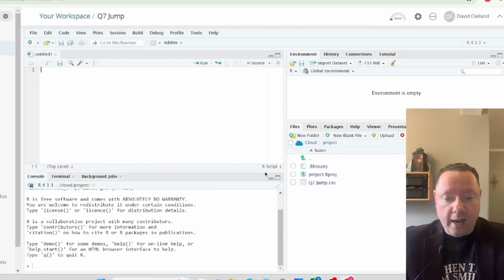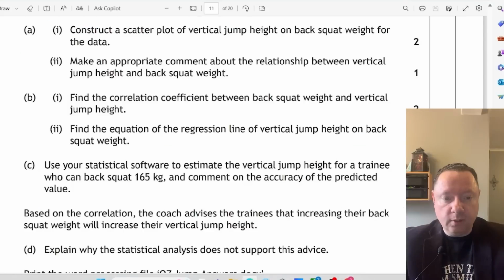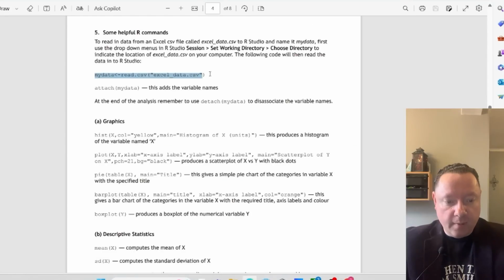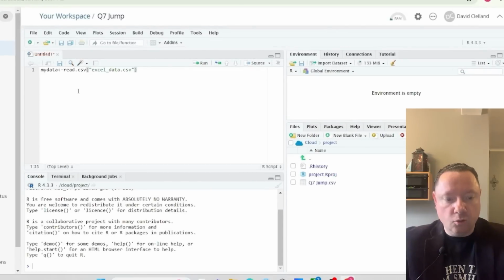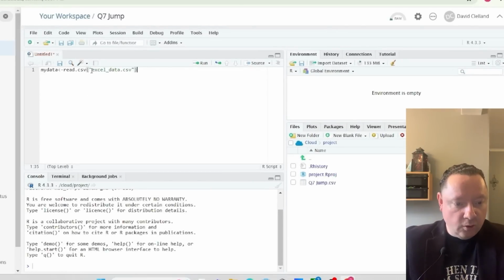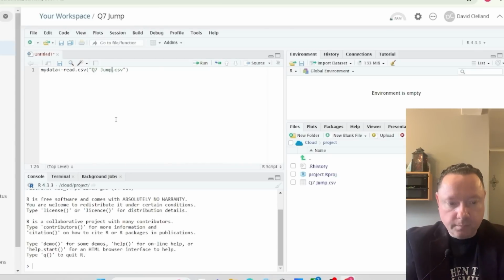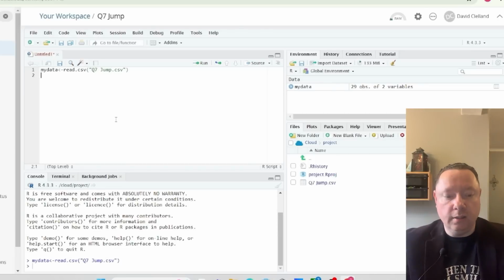So I'm in RStudio and I've already uploaded the file, which you can do yourself, and then we just use the data booklet to help us instead of actually trying to think too much. So let's find the data booklet. Helpful R commands. Well, there's the first one. We need to read the data. If you can't remember it, easiest thing to do, copy and paste. Control C, jump into your thing, Control V, and we've got read.csv, and we just need to change the name. Excel data becomes Q7 jump, and then Control Enter makes that command go.